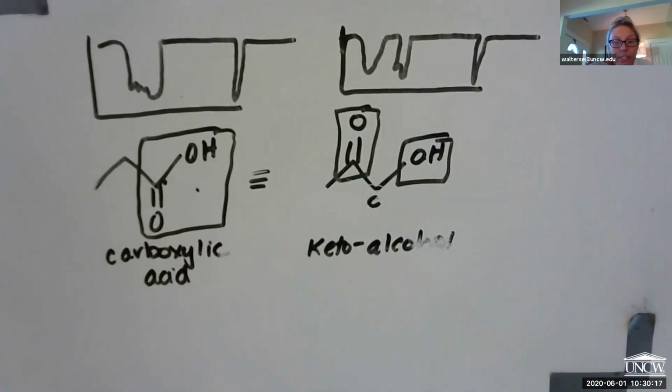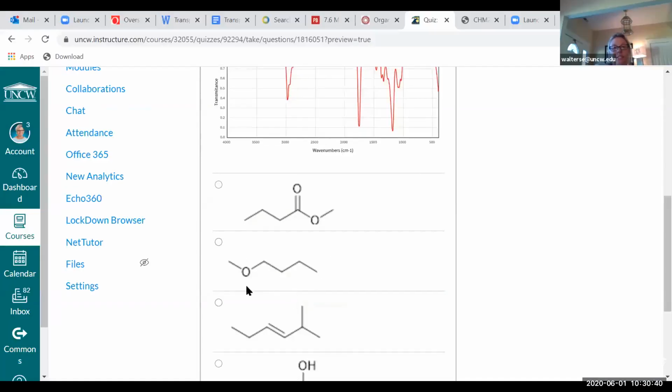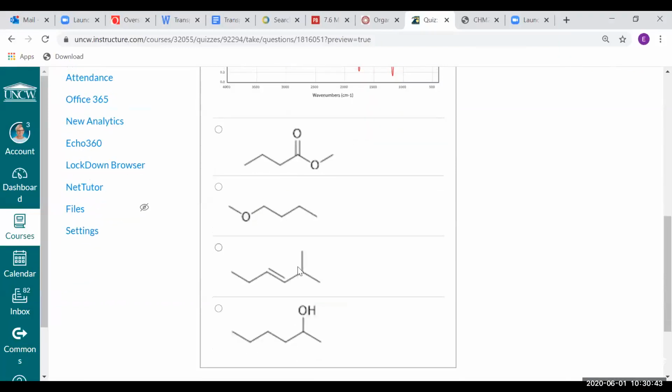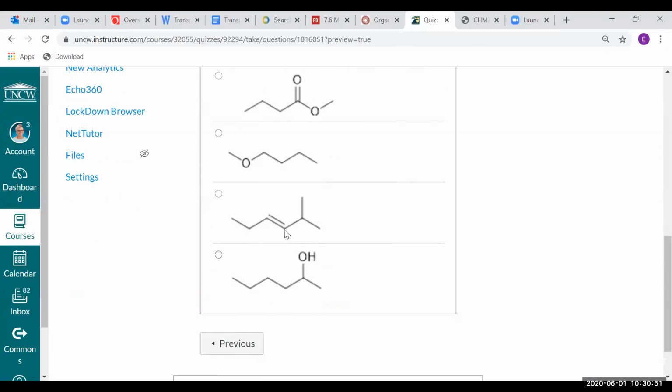Okay, so let me go back to the... I have a question regarding this question. If you go back to the actual quiz itself, there's one where one of the selections is a single bonded oxygen as opposed to a double bonded. How would that appear? Back on selection C, how would that present? Would that be to the left?